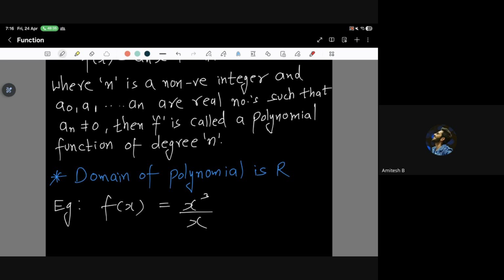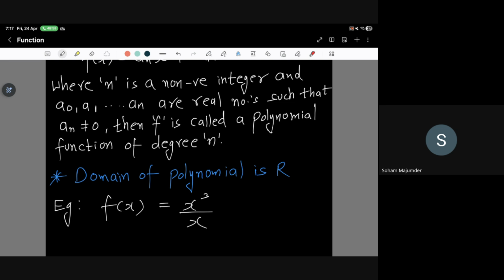Soham, did you get the question? Yes, sir. So what's your answer? Amitesh said it is a polynomial. What about you? So it's not a polynomial. And why? Because the domain of this function is not R. Yes.